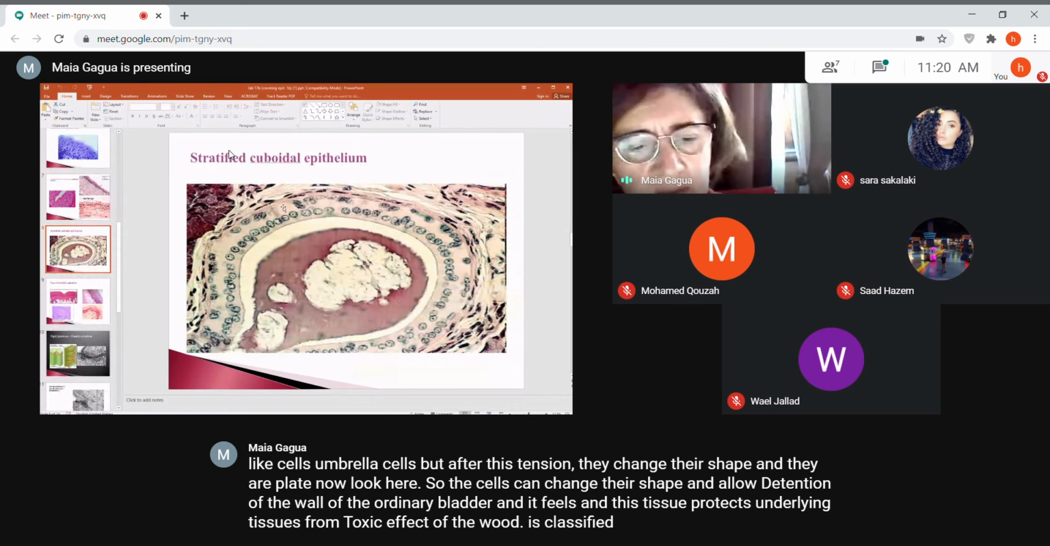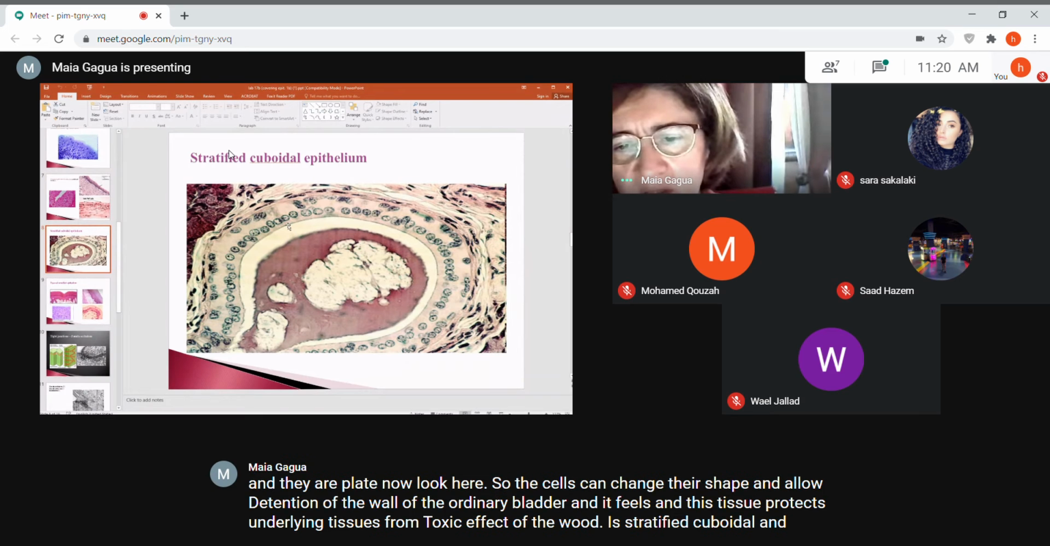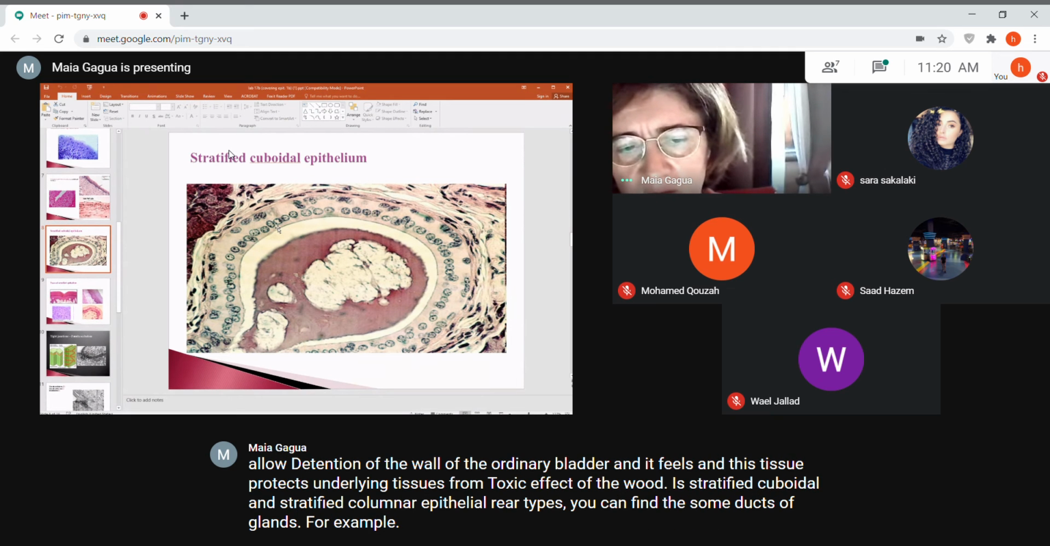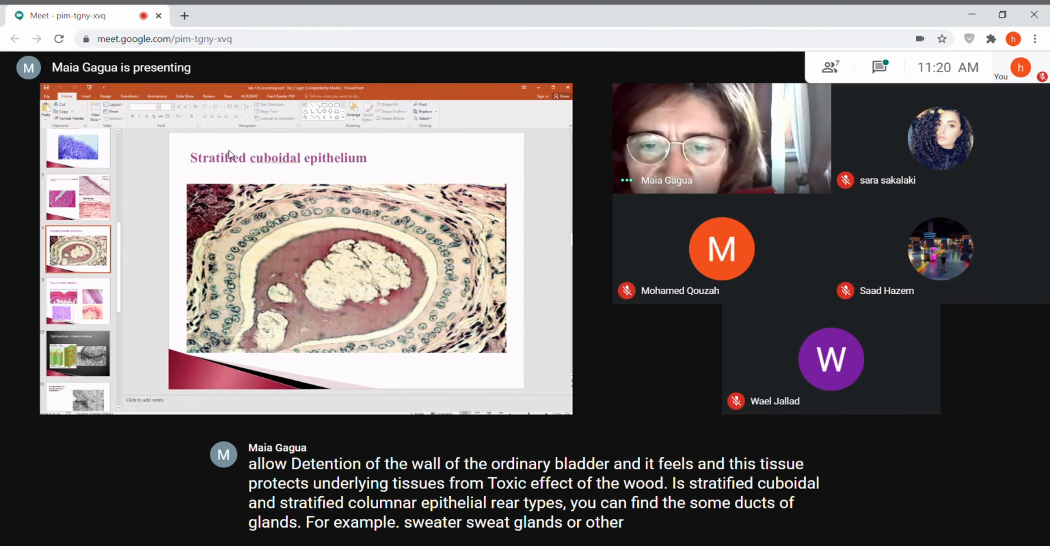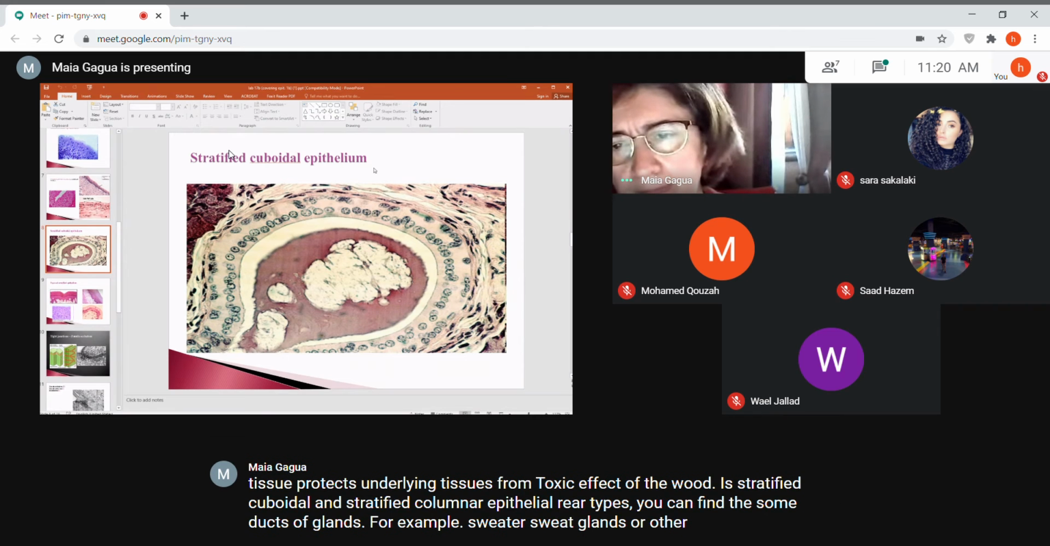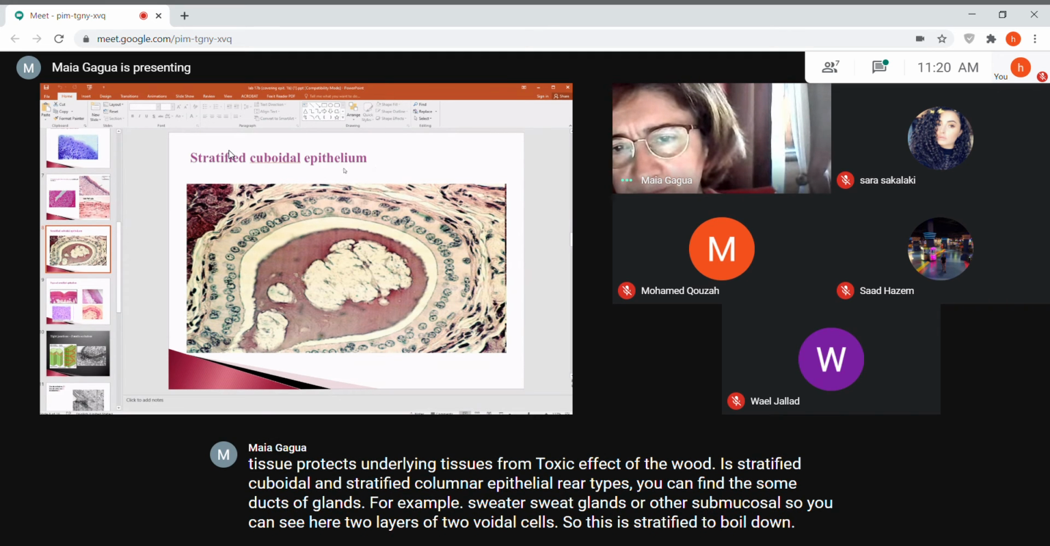Stratified cuboidal and stratified columnar epithelium are rare types. You can find them in some ducts of glands, for example, sweat glands or other submucous glands. So you can see here two layers of cuboidal cells. So this is stratified cuboidal epithelium.